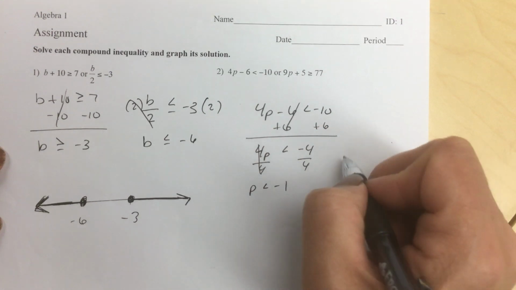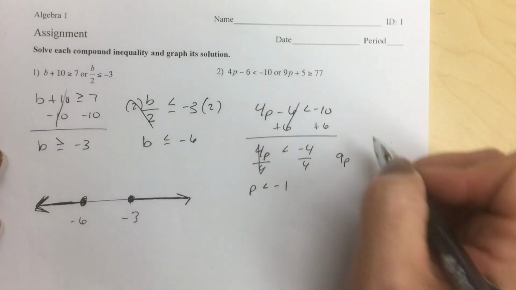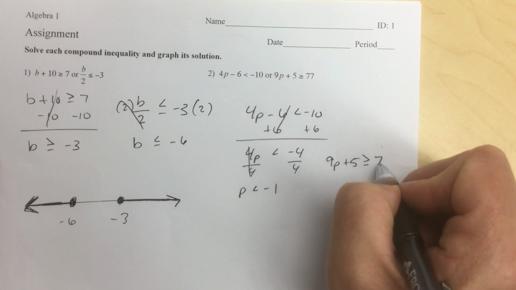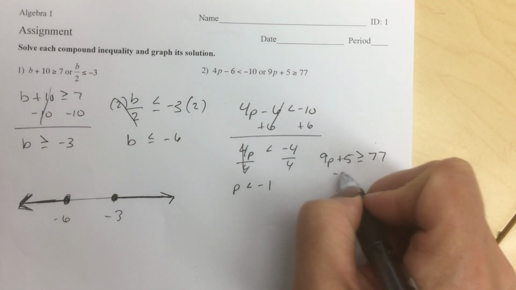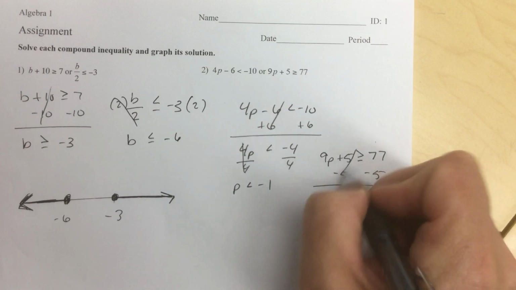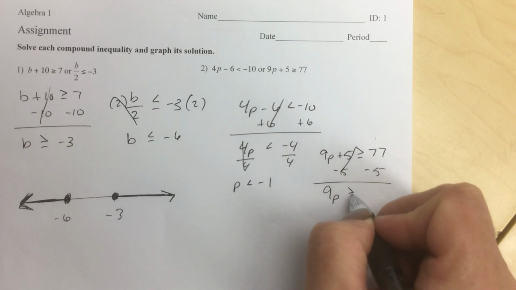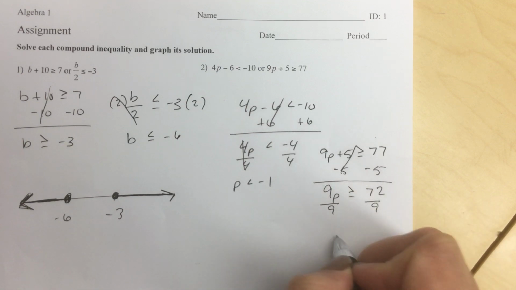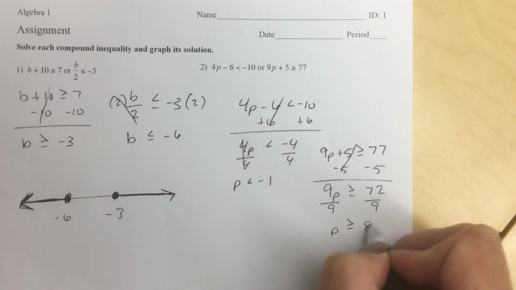Now I do the other one, and I write a lot bigger than what this is typed. So 9p plus 5 is greater than or equal to 77. So I'm going to subtract 5 from both sides, and that gives me 9p is greater than or equal to 72. Then when I divide both sides by 9, I get p is greater than or equal to 8.